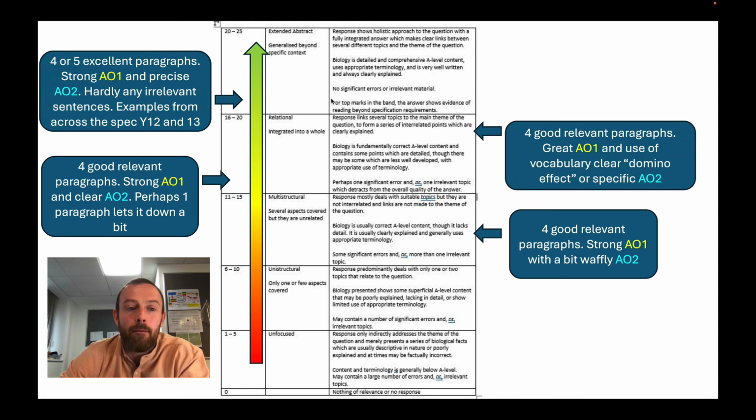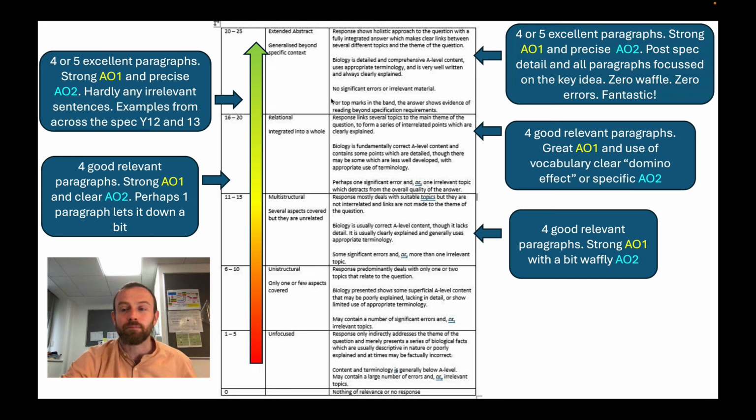Up here, this band, where everyone wants to be, it's very hard to get in this band. You need excellent paragraphs. I would say 4 excellent paragraphs. There actually isn't a need for 5. You need hardly any irrelevant sentences. You really need to be concise in your writing and just get to the relevant points, not just describe everything that you know. I almost made the mistake of this when I was doing my paragraph. I started to talk about phagocytosis and I thought, hang on a minute, this isn't really relevant. And then I decided to leave that out. So maybe if I'd put too much on phagocytosis, I would have brought myself down a bit. So you want to be concise, you want to be targeted.